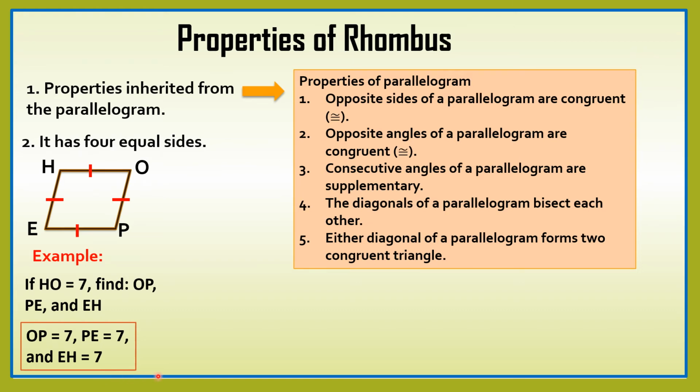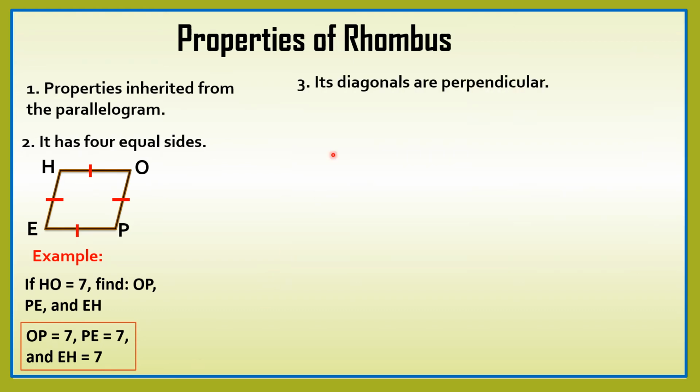Kasi they are equal. Number 3, its diagonal are perpendicular. So, let's have here the figure. Mapapansin nyo, yung diagonals niya nag-bisect and then naka-form tayo ng perpendicular line dito. So, yung perpendicular na yan, nakaka-form tayo ng right angle. So, 4 na right angle. So, makaka-form din tayo dito ng 4 na right triangle.